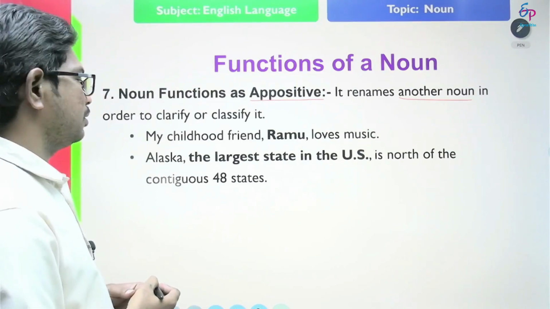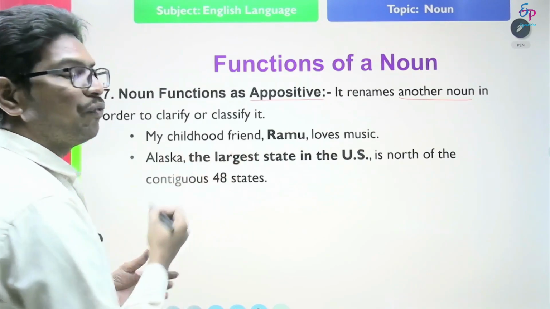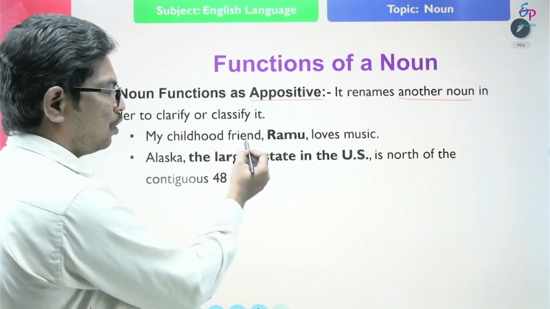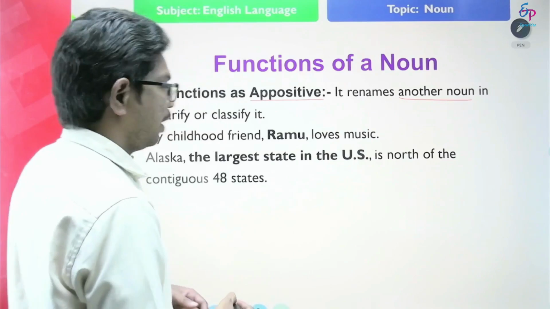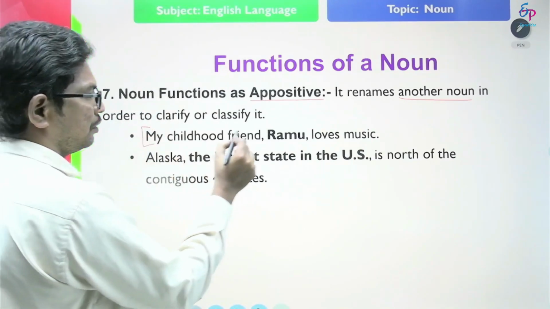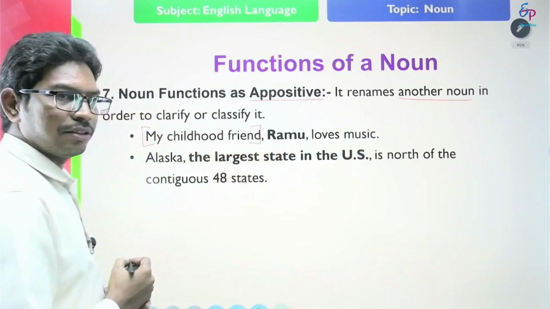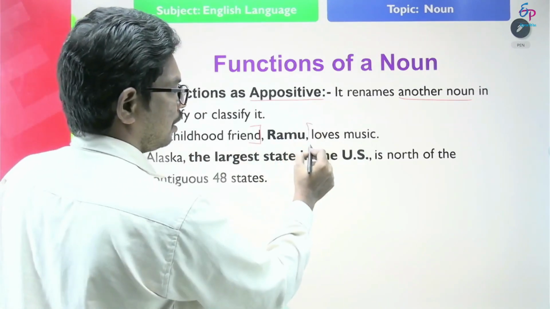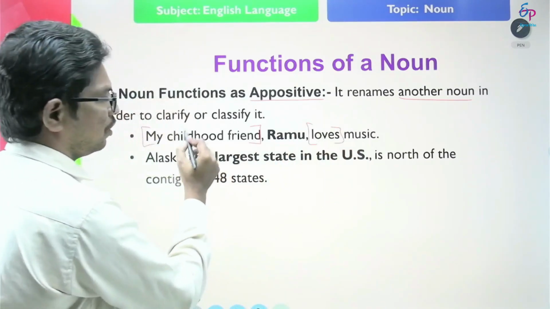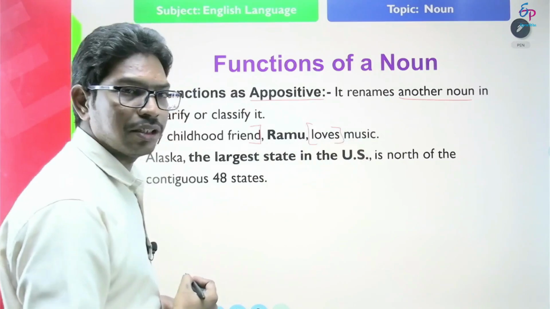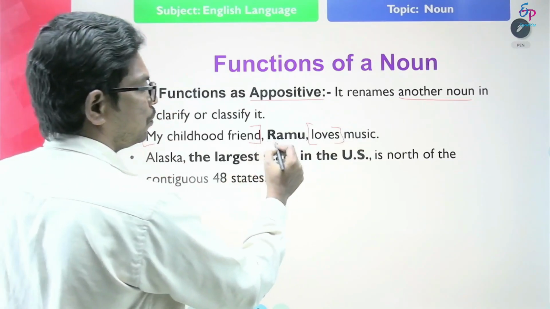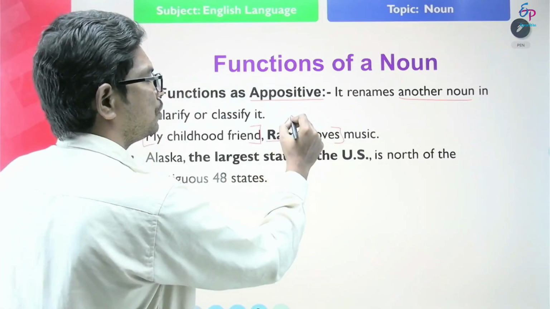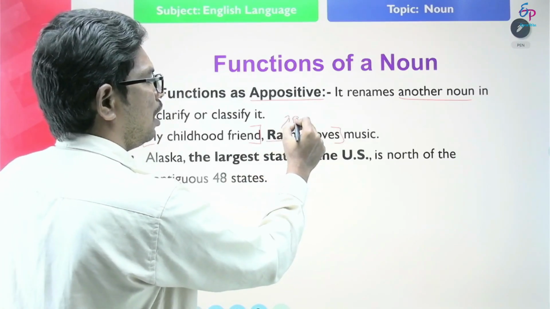So, example. My childhood friend Ramu loves music. Here, what is the subject? My childhood friend. What is the verb? Loves music. My childhood friend loves music. That is the major connection. Who is that childhood friend? Ramu. This is called an appositive.